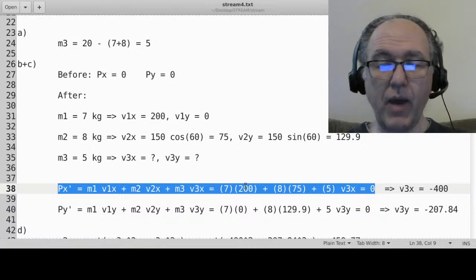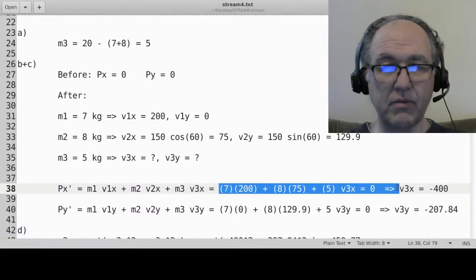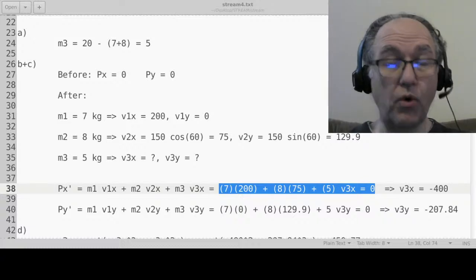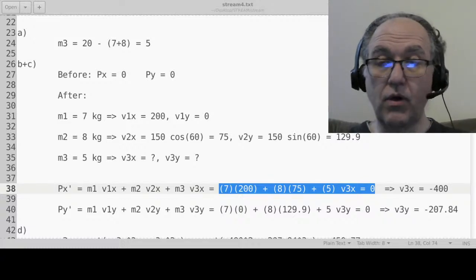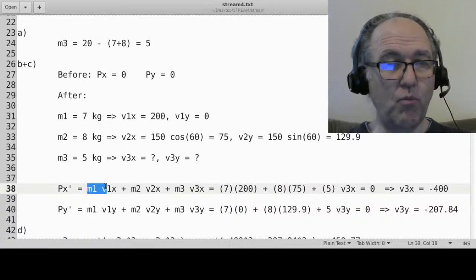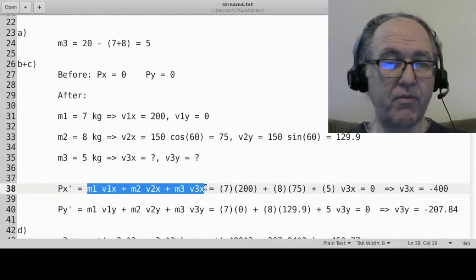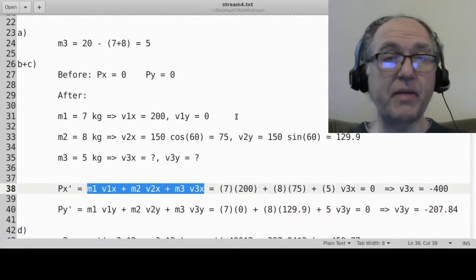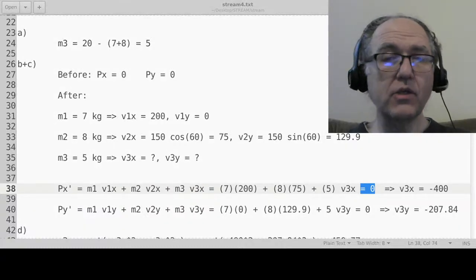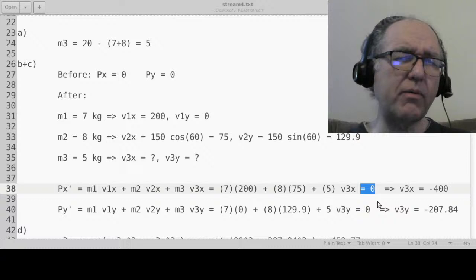And you say, well, why did you set this whole thing equal to 0? And remember that the momentum before is 0, both in x and y. And so the total momentum after, even though it's got all these pieces to it, m1 v1x, m2 v2x, m3 v3x, when you add up all those pieces together, they have to add up to 0, otherwise momentum isn't conserved. Students often get confused and go, well, how do you know it's equal to 0?